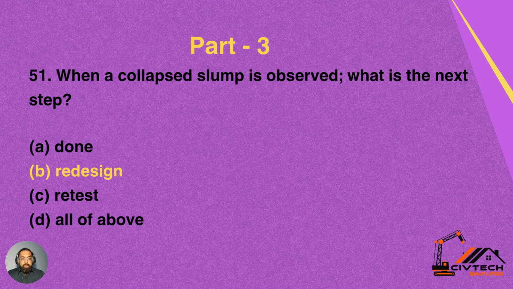So this question is regarding the slump test. When a collapsed slump is observed, what is the next step? Option A, done. Option B, redesign. Option C, retest. Option D, all of the above. So option B is the correct answer, which is redesign. In case of shear slump, we have to retest. We have to repeat the test again. But in case of collapsed slump, redesigning is recommended. Option B is the correct answer for this question.